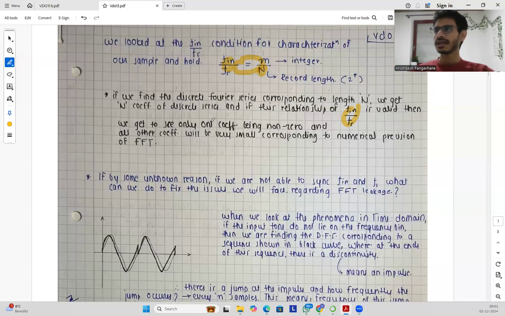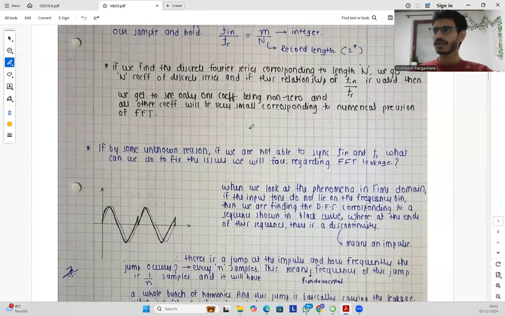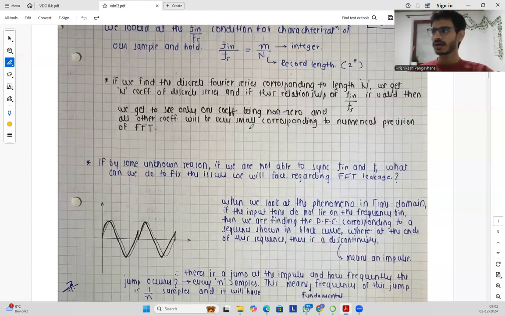Let's consider that, for some unknown reason, we are not able to sync Fn and Fs. What can we do to fix the issue we will face regarding FFT leakage? We talked about FFT leakage, and it occurs when Fn and Fs are not synced together to maintain their ratio. We looked at the phenomenon of FFT leakage in the frequency domain, so now we'll look at the same thing in the time domain.